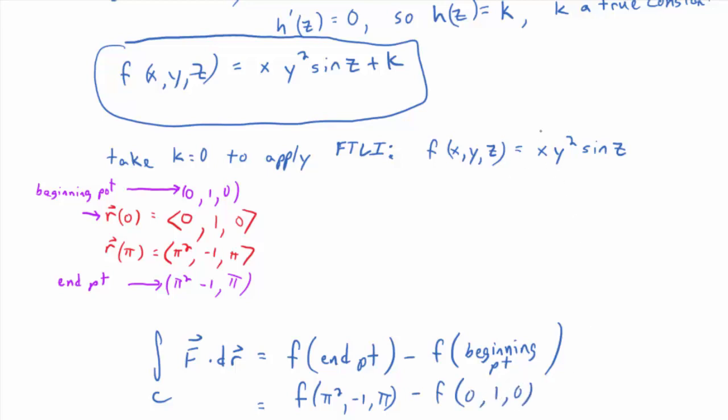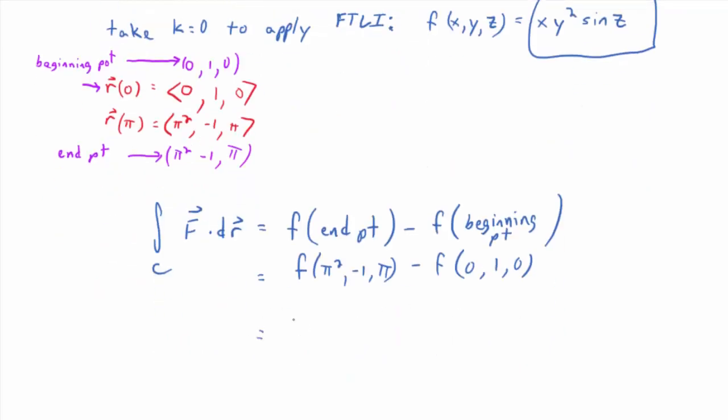Okay, what was f again? f is this beautiful thing, right? So what do we get? Okay, x times y squared, what would that be? That would just be pi squared, wouldn't it? Times sine of z. What's sine of pi? 0. So just 0. Minus, well, what happens if we put in 0 here? 0. So you get, everything zeroes out? Yeah.